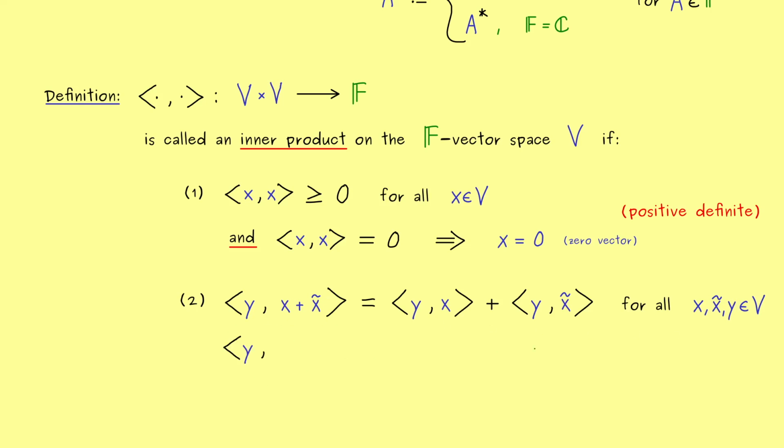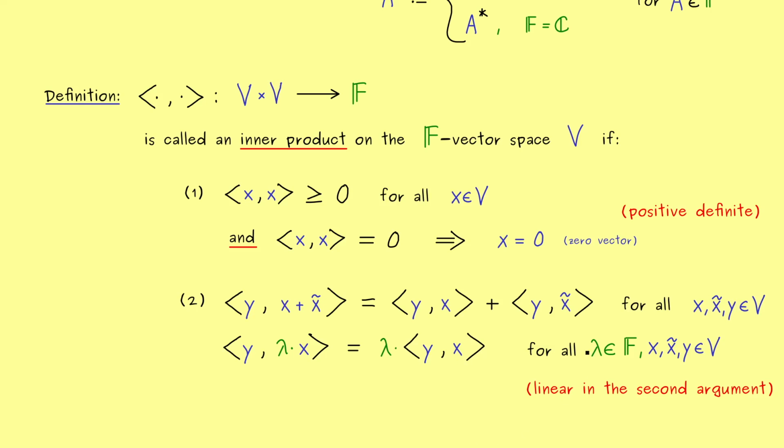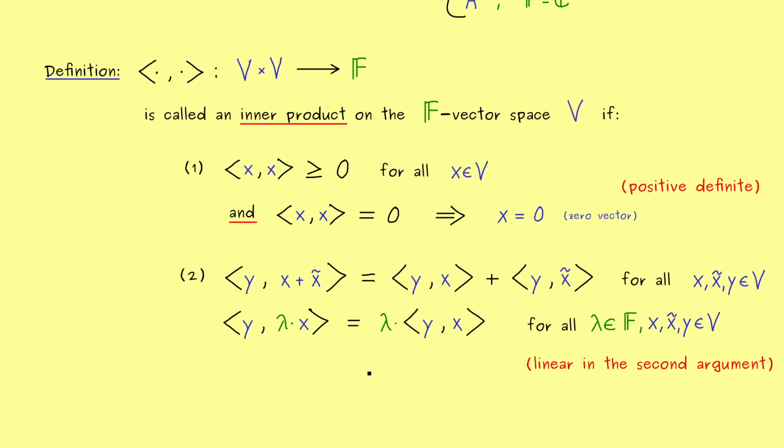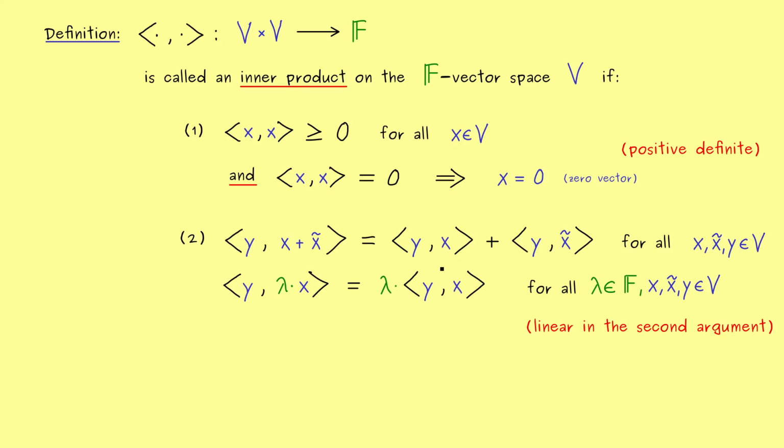However, this is only one part of the linearity because we also want to pull out the scalar multiplication. This means this lambda here can also be written in front of the inner product. And in the same way, this should also hold for all possible inputs we have here. Okay, and now the second property you can remember by saying the inner product is linear in the second argument.